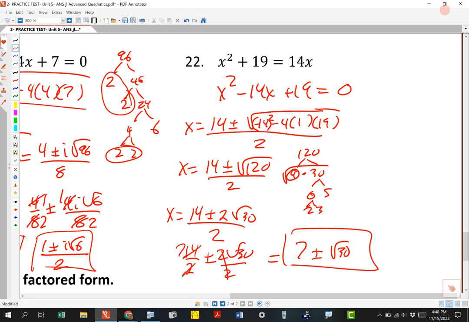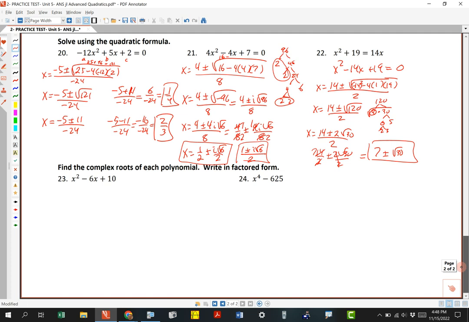And then let's go full screen again, because I don't think I'm going to need the calculator again. Who knows, maybe I will. Let's see, we'll come down here, and we want to find the complex roots of each polynomial, okay? And then write in factored form.